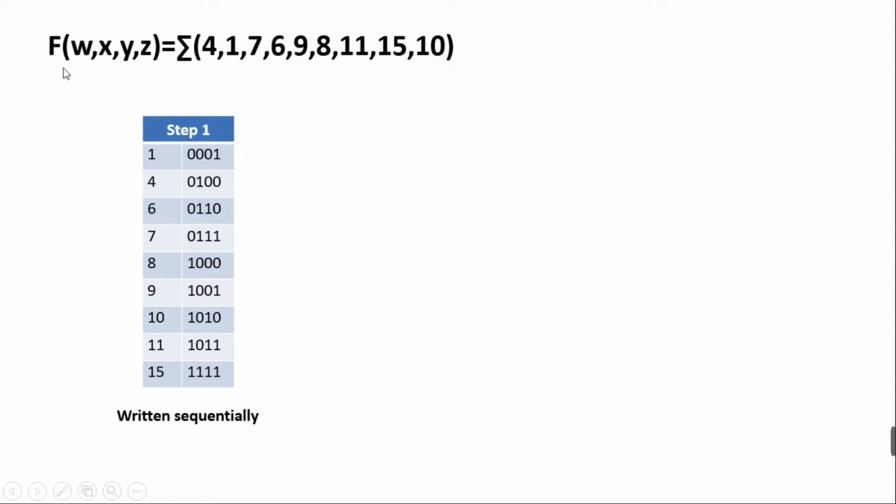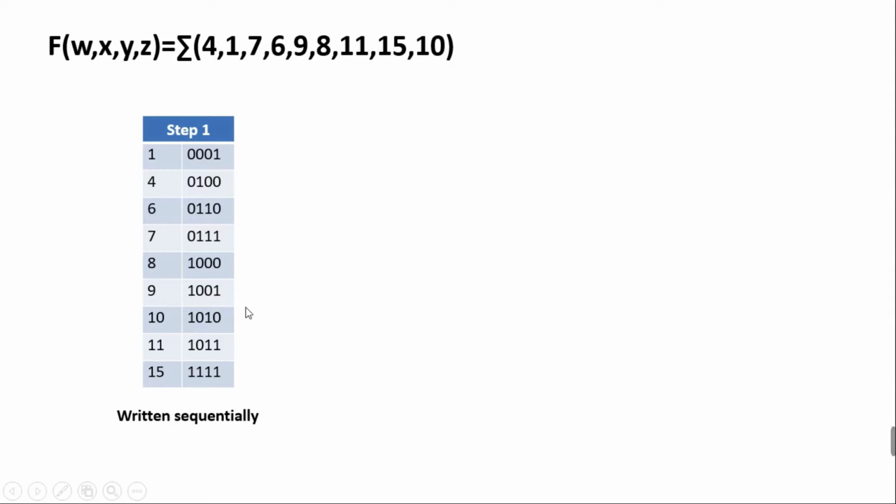And you can also see that there are 4 variables mentioned here, w, x, y, z. So from this case, we can also know that we're going to write those binary numbers using 4 bits. So the first step is to write all these min terms sequentially in ascending order and also write their binary digits. Now we're going to create our step 2.